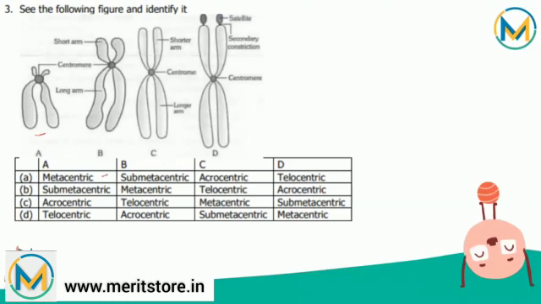Let's see further. So the B is submetacentric, where the centromere is slightly away from the center, P arm slightly smaller than the Q arm. Okay, so B is submetacentric. Then this C is acrocentric, centromere towards one end, P arm much shorter than Q arm. And then D is telocentric, centromere occurs at one end of the chromosome. So this is also correct in option A. So the correct answer for this question is option A.